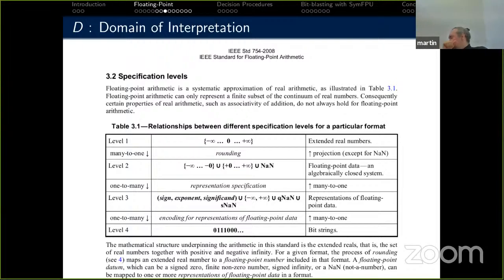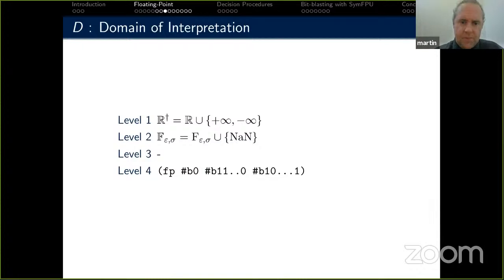Sorry, this is deliberate, and it's deliberate because if we formalized it just at the layer of these fancy bit vector instructions, it really limits what you can do, how smart you can be about writing new decision procedures. So for us, we have the extended reals, which is the level 1 part. We have the floating point numbers, and we have bit strings, which is the level 4 view.